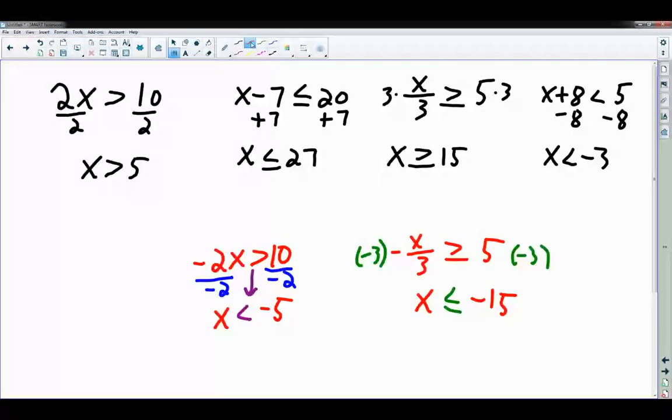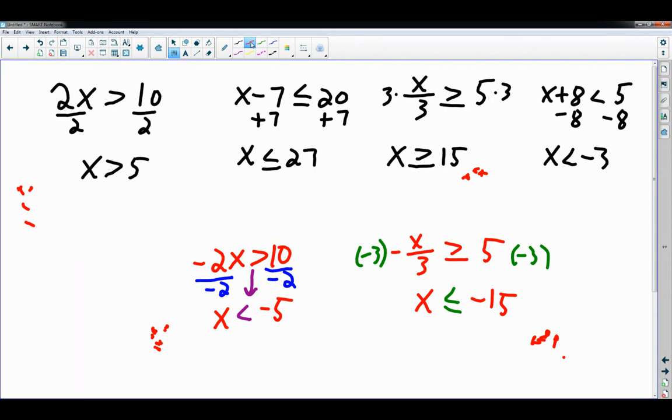Okay, so notice how the first one here and this one, notice how they're similar, notice how they're different. And same thing with this third one and this one down here. Notice how they're the same, but also notice how they're different. If you divide or multiply by a negative, the inequality flips. Not when you subtract, not when you divide by a negative, not if you get a negative answer. Only if you divide or multiply by a negative.